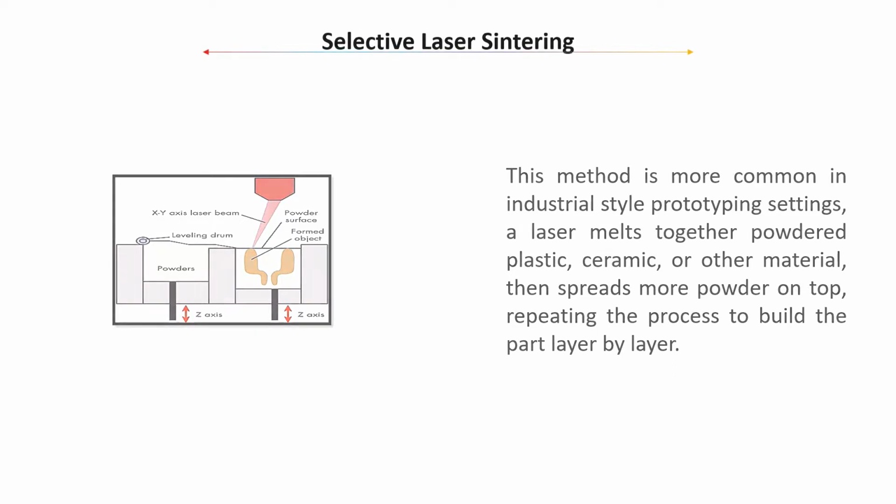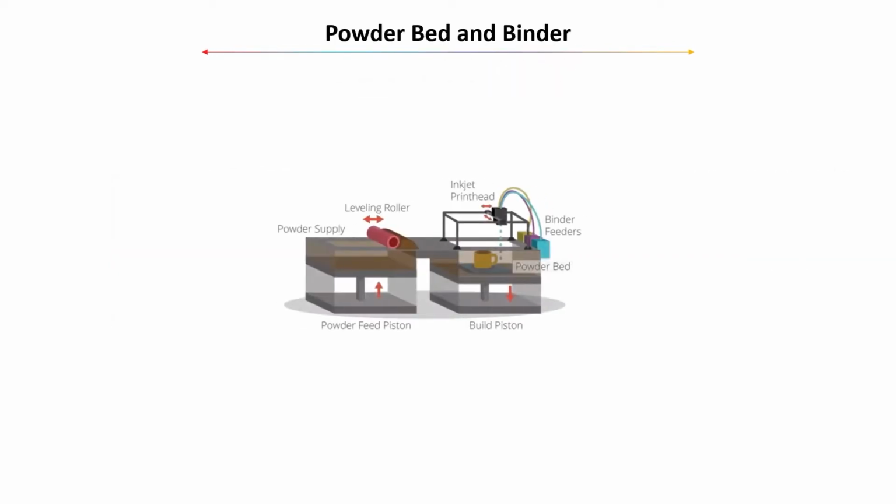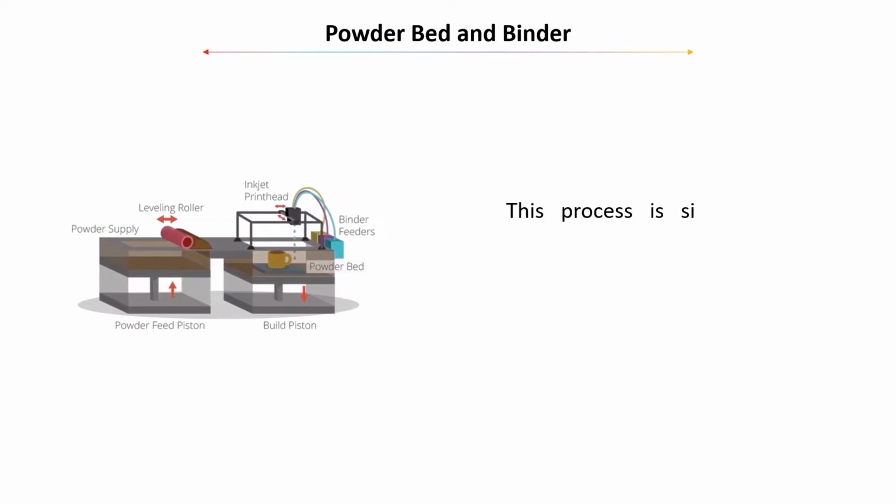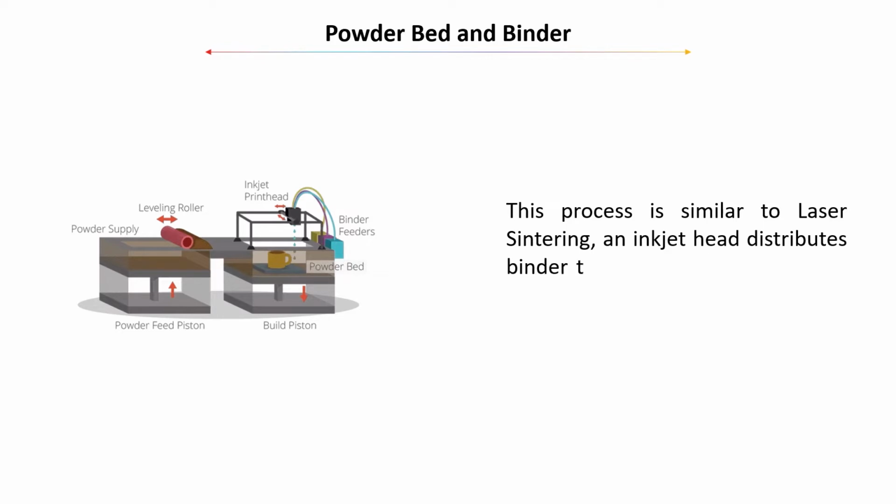The third method is powder bed and binder. This process is similar to laser sintering. An inkjet head distributes binder to the correct location on a bed of powder.